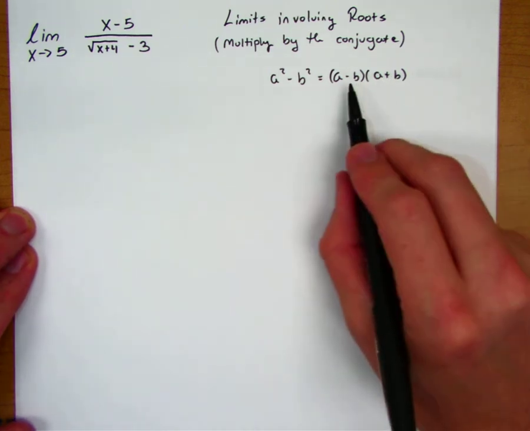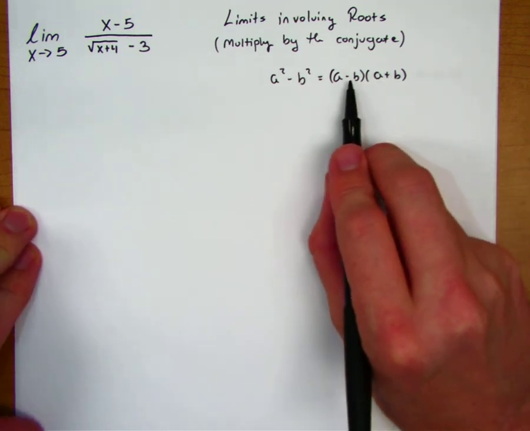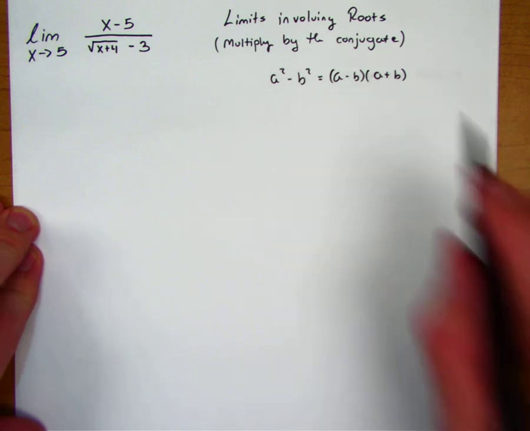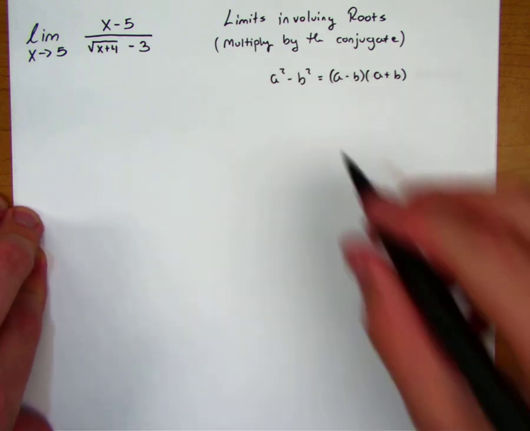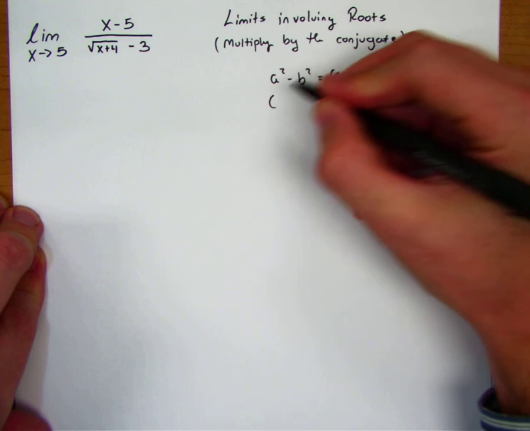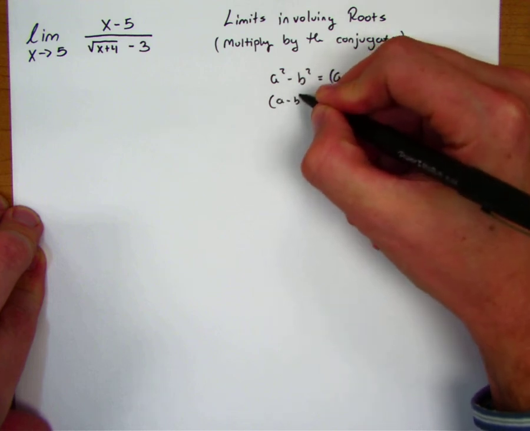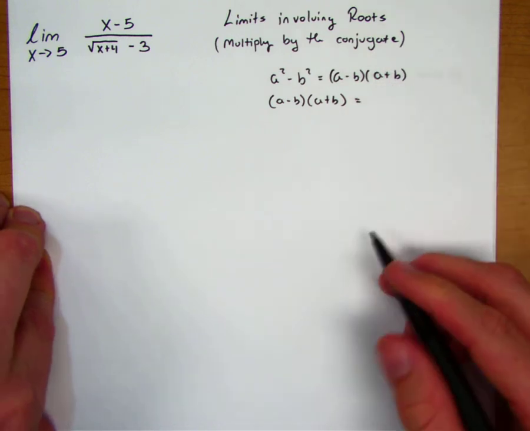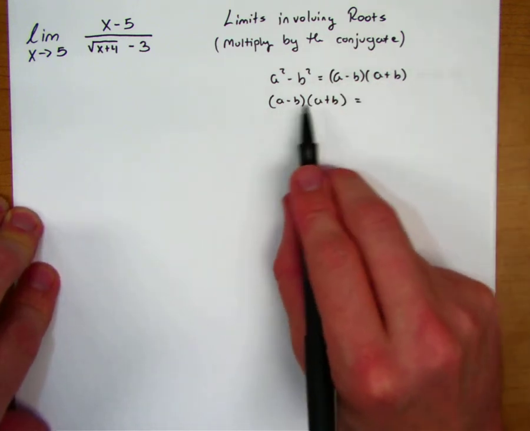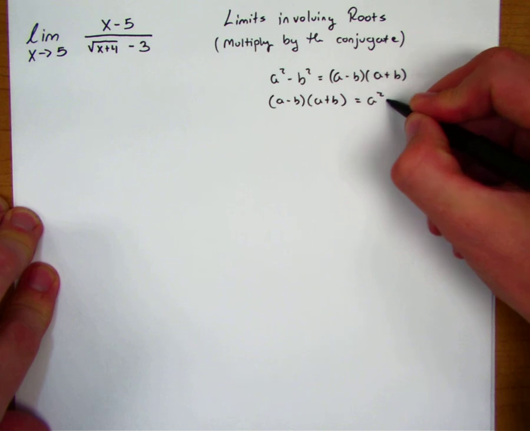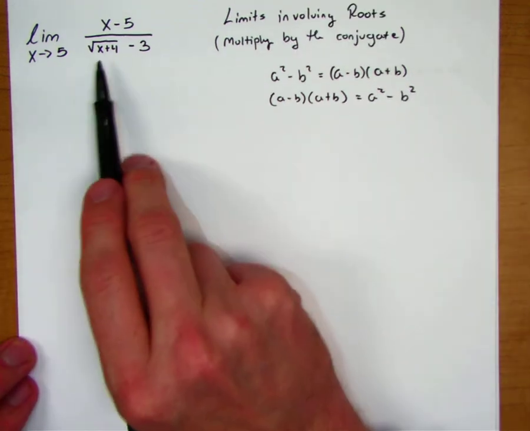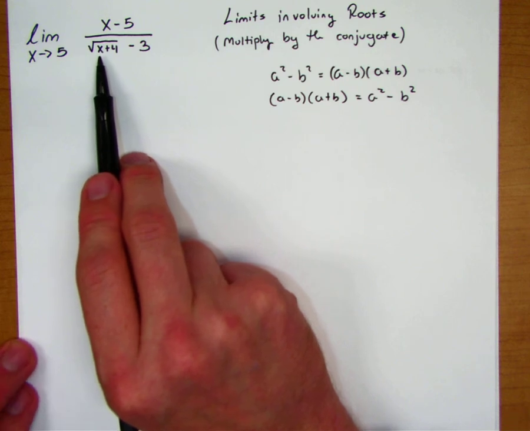All a conjugate means is that you negate the second term. So if the second term is negative b, the conjugate makes it positive b. If the second term is positive b, the conjugate makes it negative b. So what we're going to do is flip this around and say a minus b times a plus b. Well, if we wanted to, we could now figure out a way to square these. So a minus b times a plus b gives us a squared minus b squared. So that's a really easy way of canceling out what we see as this square root.